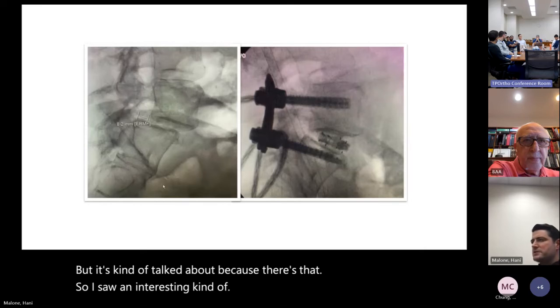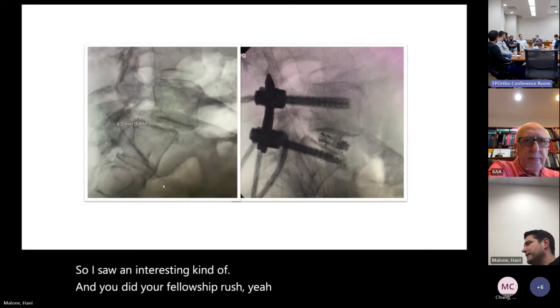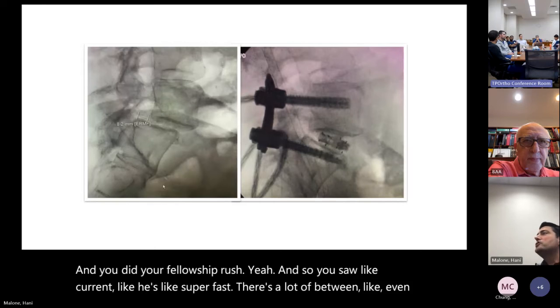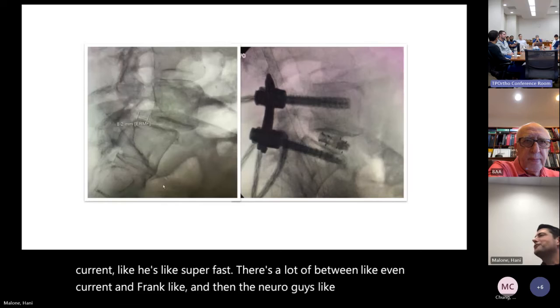And you did your fellowship at Rush? I did. Yeah. So you saw Kern, and there's a lot of variability between even Kern and Frank, and then the neuro guys, huge variability. They all do it differently.